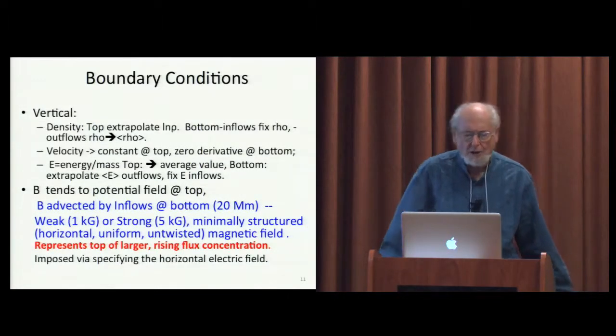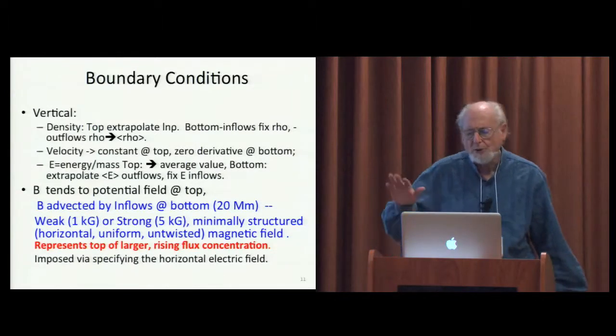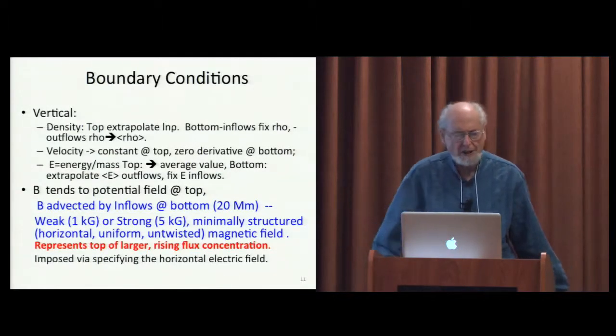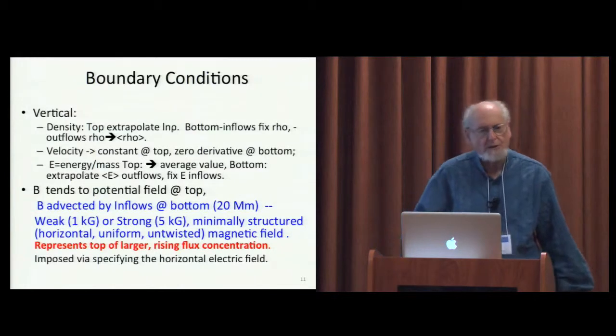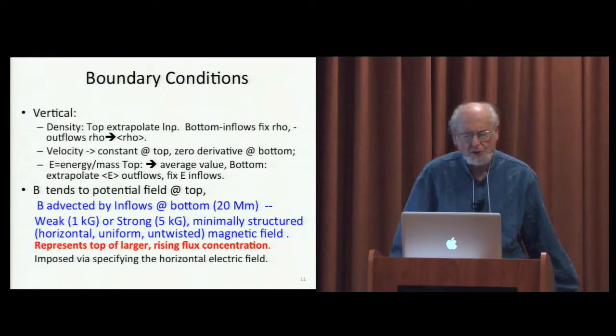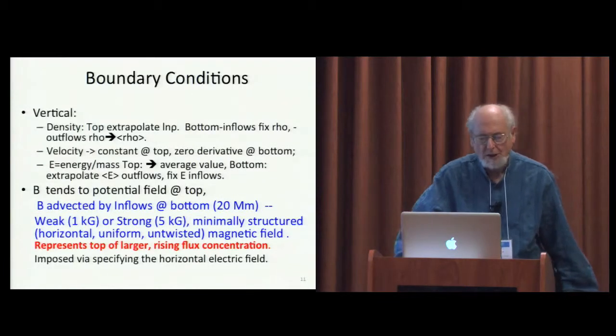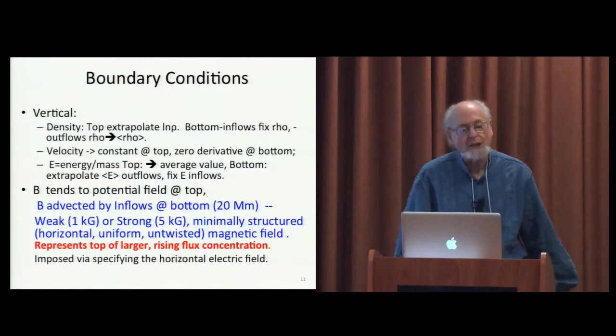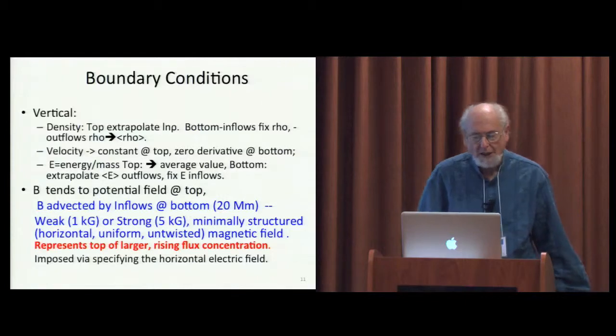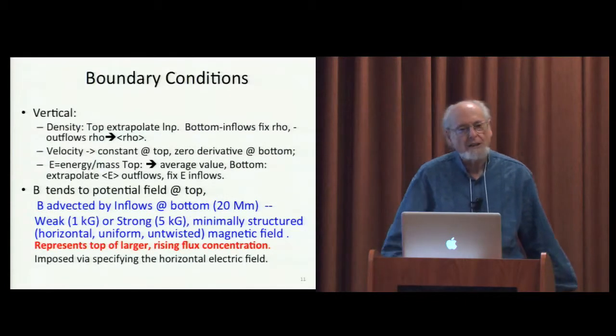At the bottom, the velocity, we impose a zero vertical derivative. For the energy, at the top, we make the energy per unit mass go to its average value, and at the bottom, we extrapolate the energy in the outflows, and we fix the energy per unit volume in the inflows. For the magnetic field at the top, we make it tend towards a potential field. At the bottom, we advect in horizontal field.